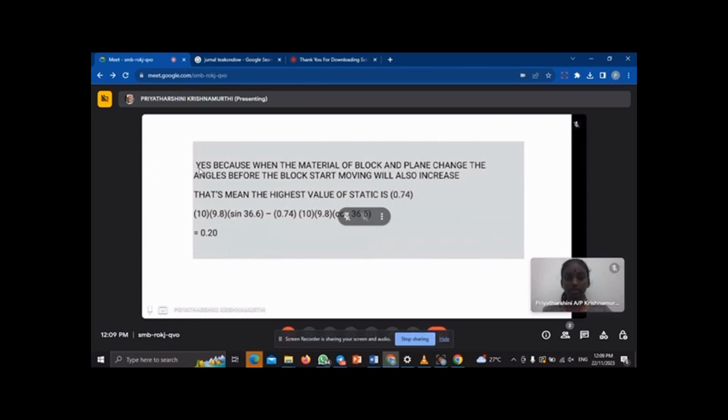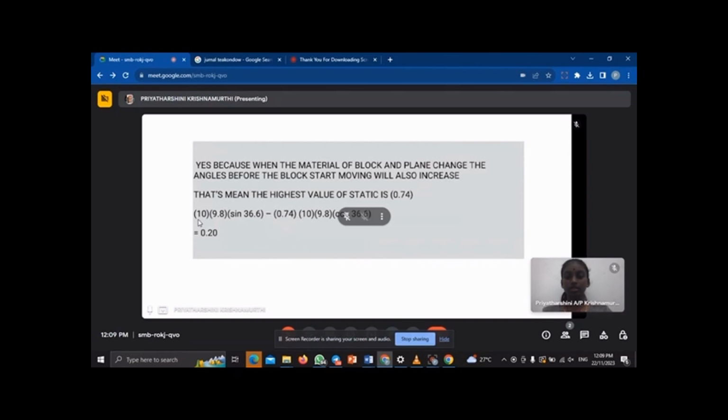I have already done the answer, so I will just explain. My answer is yes, because when the material of the block and plane changes, the angle before the block starts moving will always increase. So looking at the table, we can see the highest value, which is 0.74, and we will use that value.